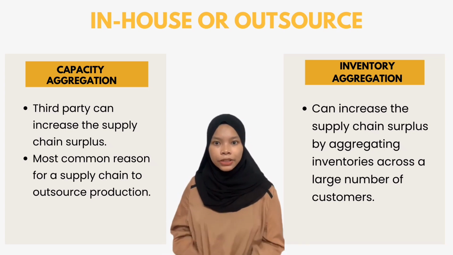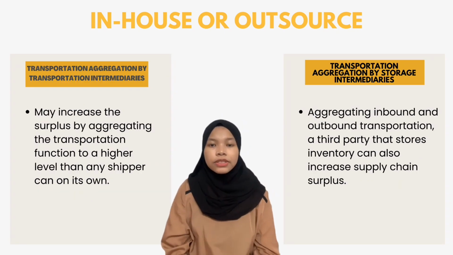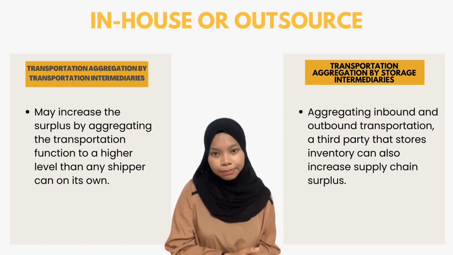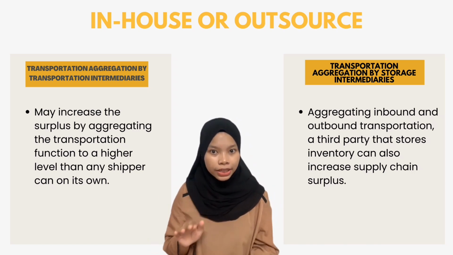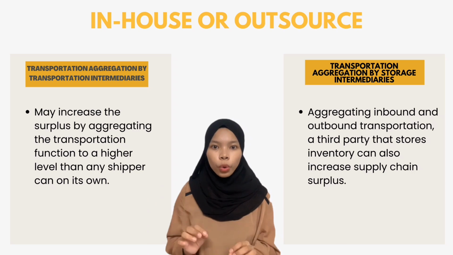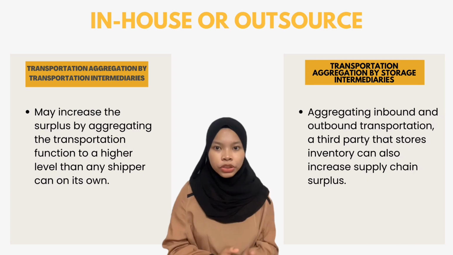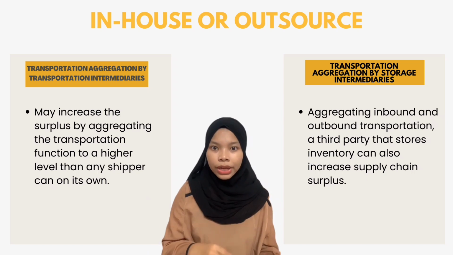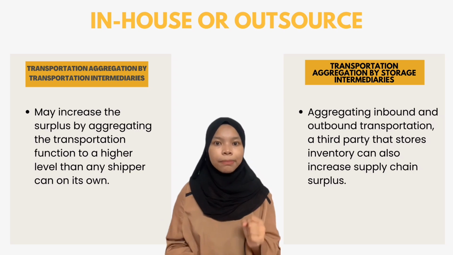A third party can increase the supply chain surplus by aggregating inventories across a large number of customers. The third one is transportation aggregation by transportation intermediaries. A third party may increase the surplus by aggregating the transportation function to a higher level than any shipper can on its own. The fourth one is transportation aggregation by storage intermediaries. By aggregating inbound and outbound transportation, a third party that stores inventories can also increase supply chain surplus.